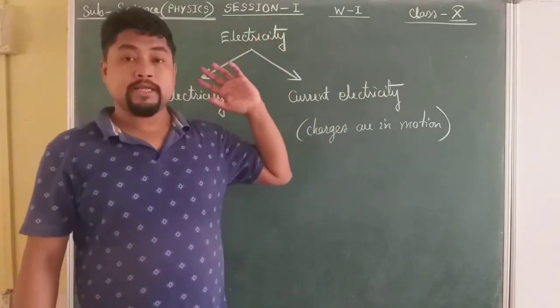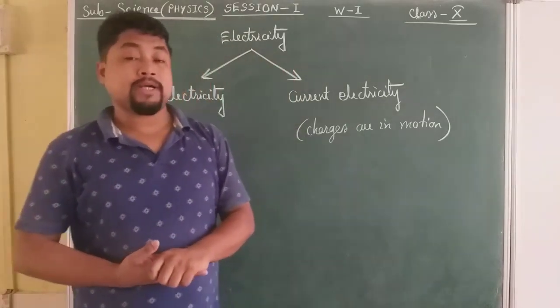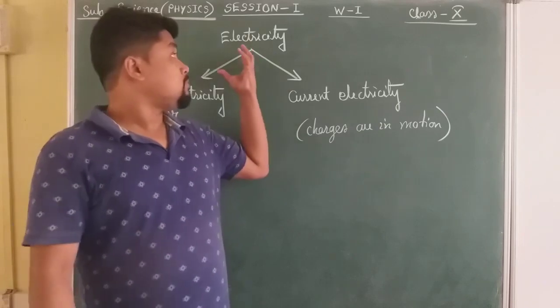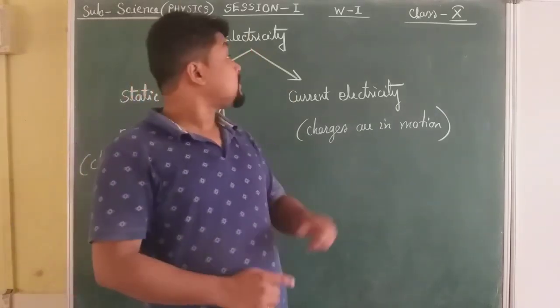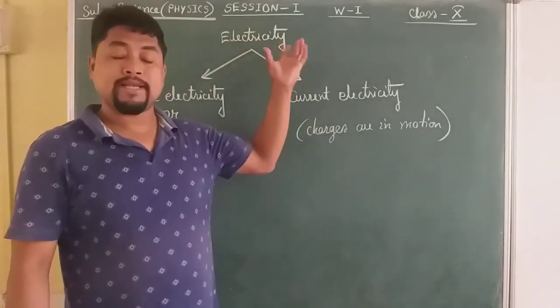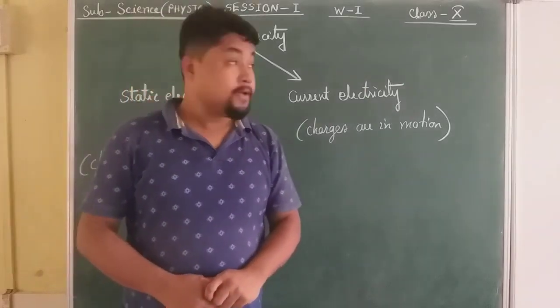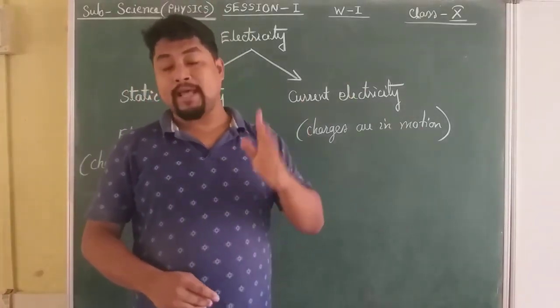Electricity is the branch of physics that concerns the properties and movement of electrically charged particles. Charged particles are of two types, positive and negative, called proton and electron.